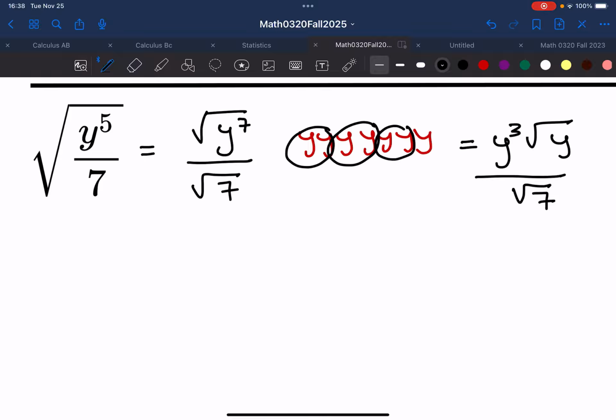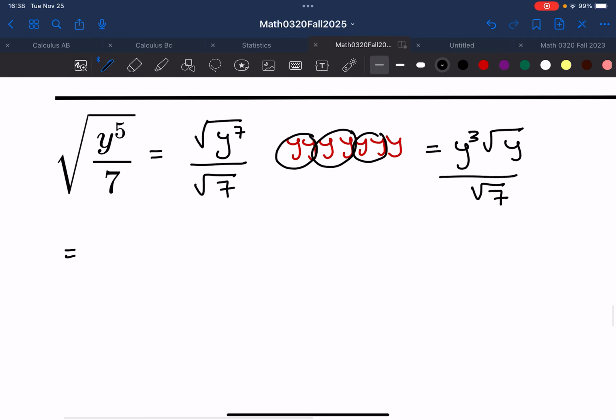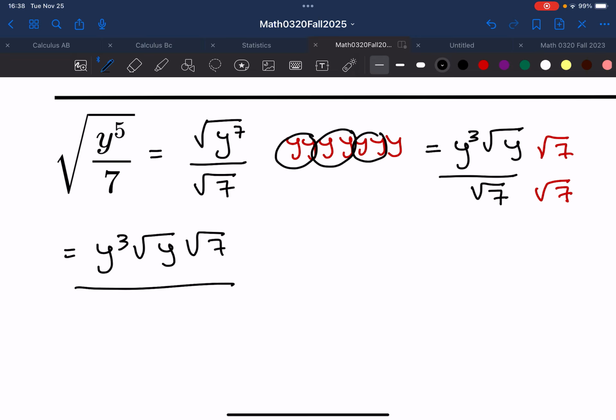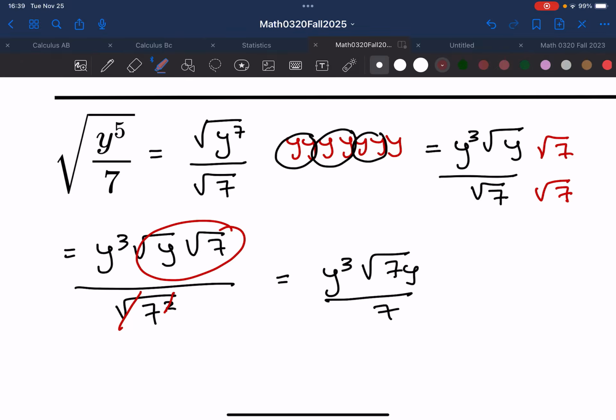I want to get rid of the square root of 7. So in order to do that, I need to make sure that this ends up being the square root of 7 squared. So I need to multiply both of them by the square root of 7. So this is y cubed square root of y times square root of 7 over the square root of 7 squared. Which means these cancel out, and these ones I can combine under one radical. So this is y cubed square root of 7y over 7. That is my answer.